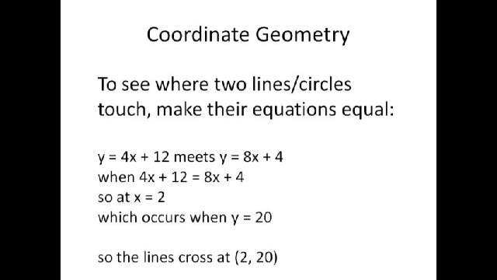To see where two lines, circles, curves, anything, whatever, touch, you've got to make their equations equal, because you know when they touch, they're going to have the same y value and the same x value. So you choose one of y or x, and you put them equal to each other, and that gets rid of one of those values. I always go for y, but if it's easier to do x, go for x. So y equals 4x plus 12 meets y equals 8x plus 4.